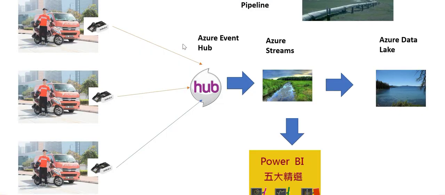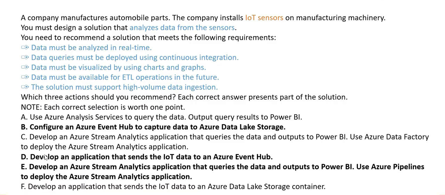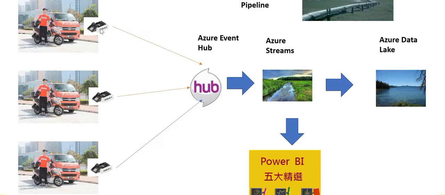Streams is meant for high volume. Event Hub is meant for high volume. Data lake is meant for high volume. Okay. Hence the options here are B, D, and E because it goes in sequence sort of. So you first create an application that sends the IoT data to your Azure Event Hub. This one.